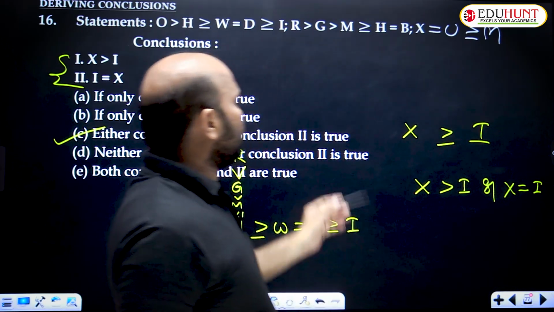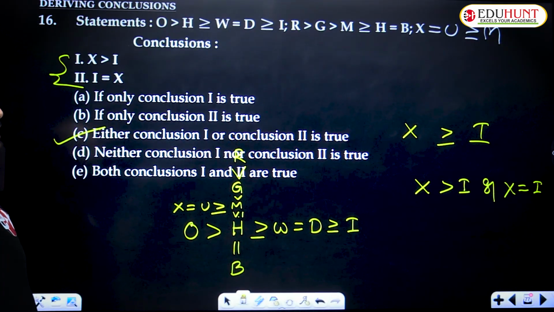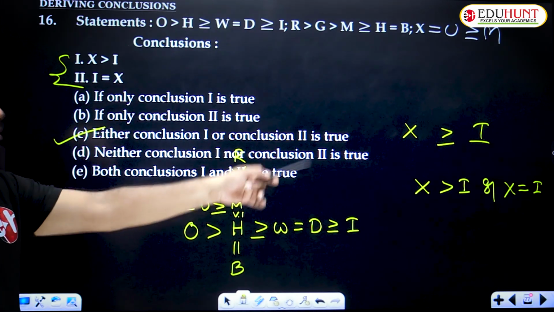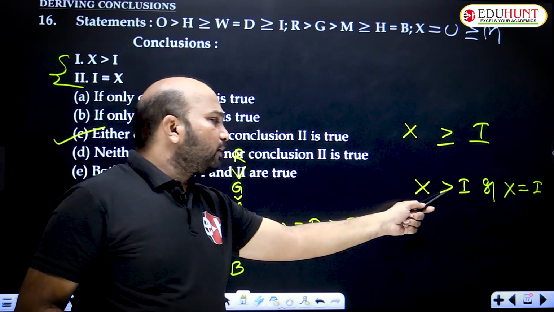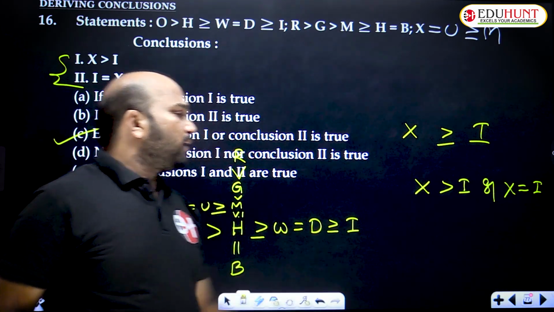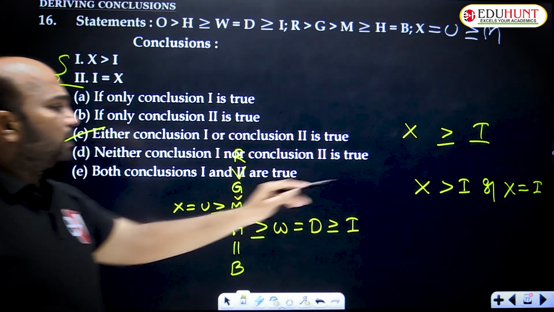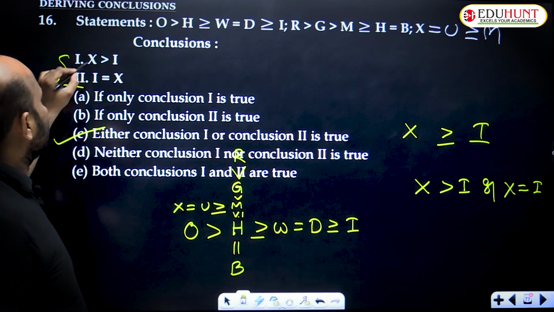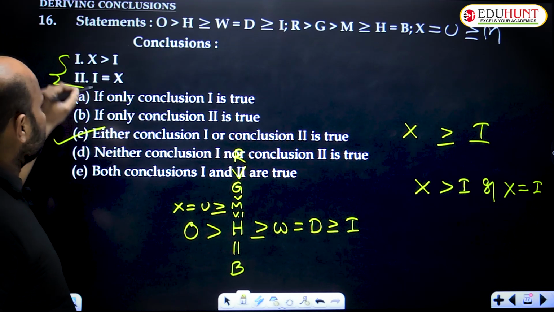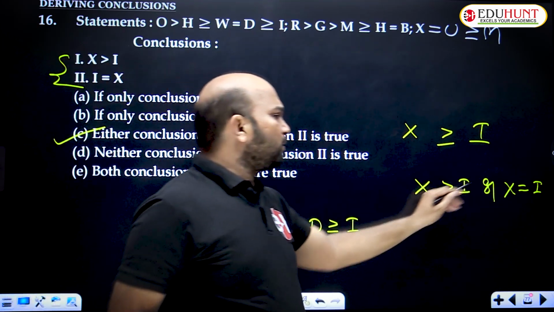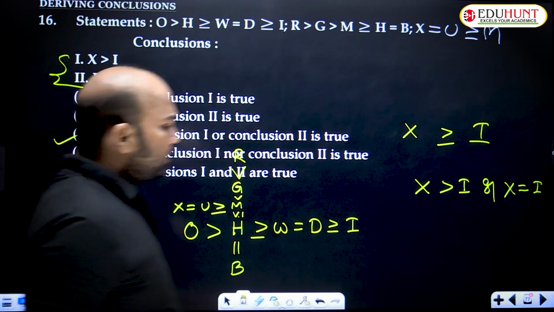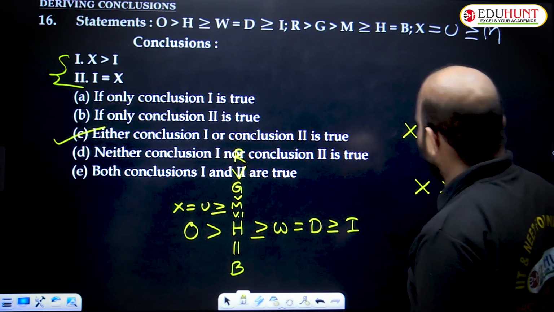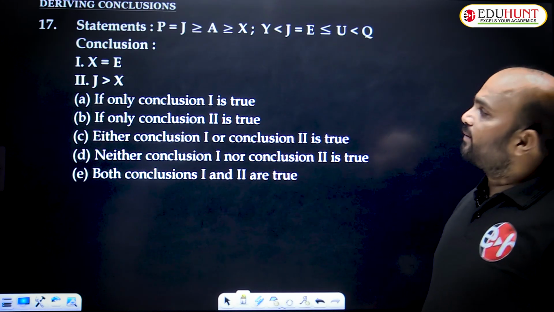We already got two relations, two symbols. X is greater than or equal to I. That means maybe greater or equal, it can be read as greater than or equal to. X is greater than I is the first conclusion. The second conclusion is I equals X. We already got X equals I or I equals X. So the same two variables are coming in both conclusions, and we already got a double relation, greater than or equal. This case is referred to as either-or. So option C is the right answer: either conclusion 1 or 2 is true. Am I clear? So let's go to question number 17.